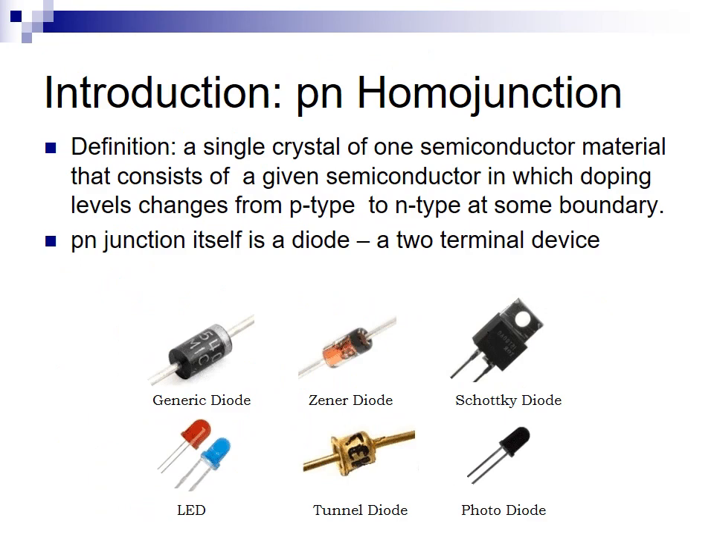A PN homojunction is made of a single crystal of one semiconductor material, usually silicon, that consists of a region with p-type doping and a region with n-type doping, separated at a specific boundary. The PN junction itself is a diode, which is a two-terminal device. The examples of diodes are as shown here.